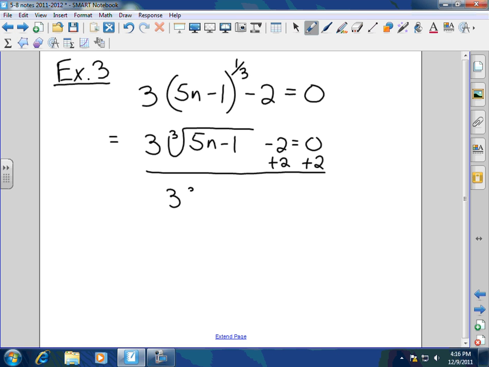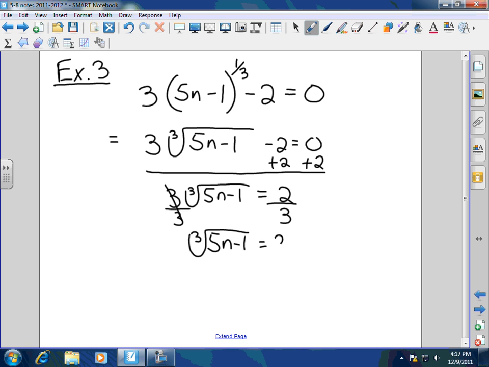So we got 3 cube root of 5n minus 1 equals 2. Let's go ahead and divide that by 3, getting my radical all alone. Cube root of 5n minus 1 equals 2/3. Then I'm going to go ahead this time and cube both sides. So I'm going to get 5n minus 1 equals 8 over 27.